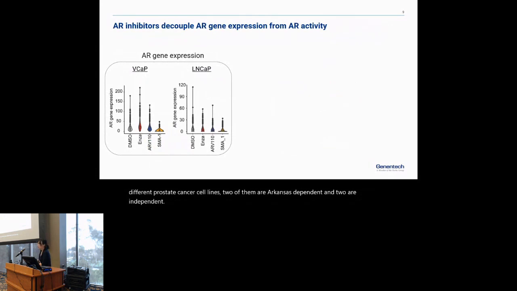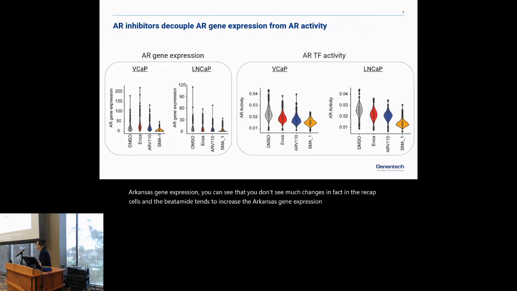So using the 2 AR dependent cell lines, VCaP and LNCaP, we know that these cells should respond to the AR inhibitors by decreasing the AR activity. However, if you just look at the AR gene expression, you don't see much change. In fact, in VCaP cells, enzalutamide tends to increase the AR gene expression. However, if you look at the AR activity, you can see that Epiregulon correctly predicted a decreased AR activity across all 3 drug modalities in both of the cell lines.